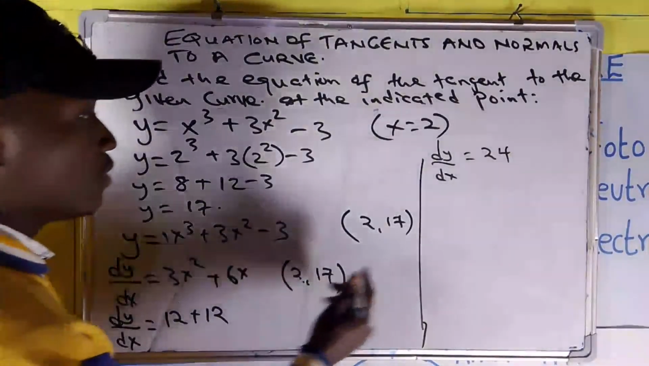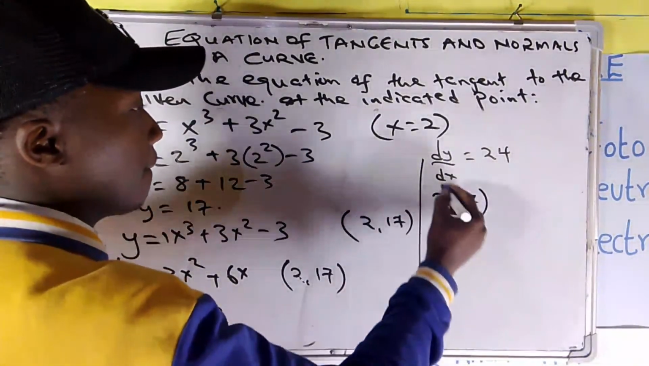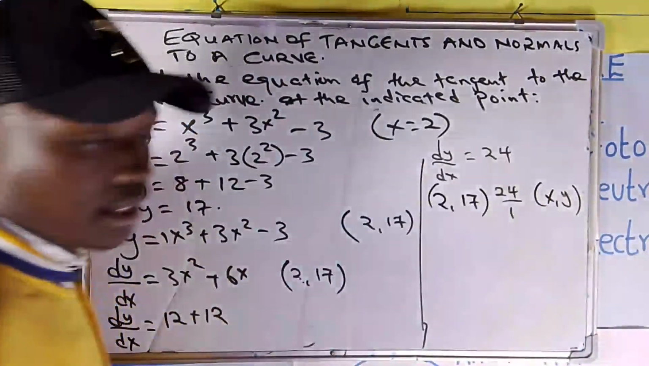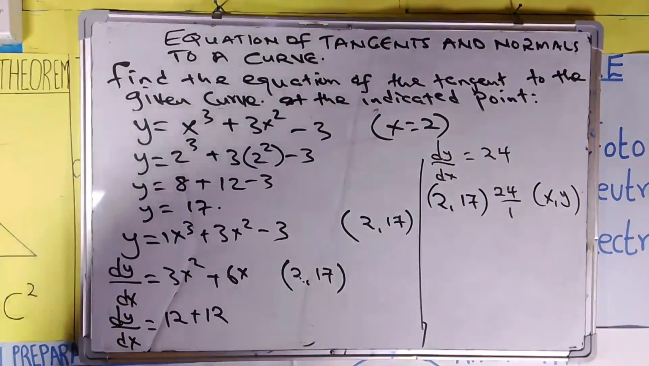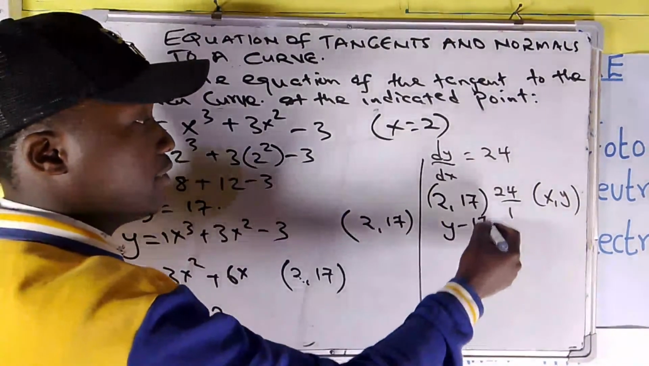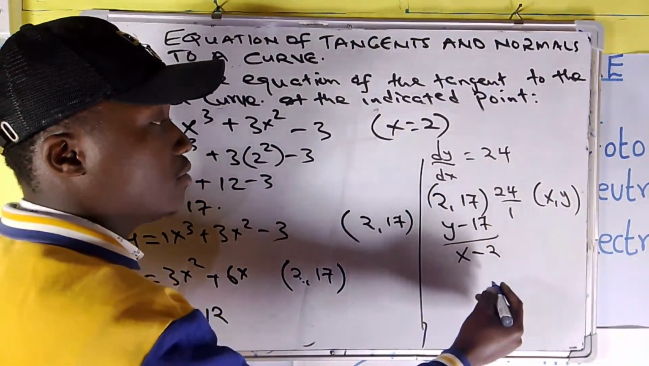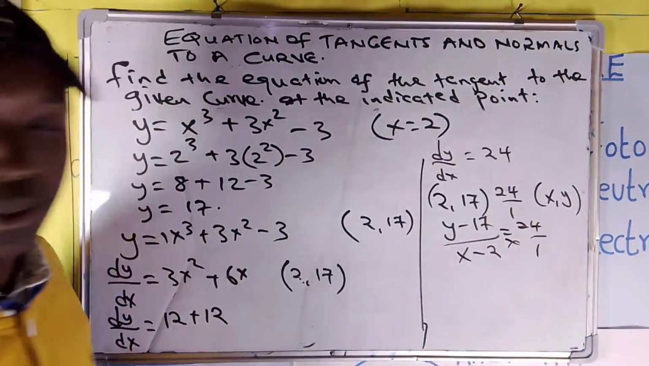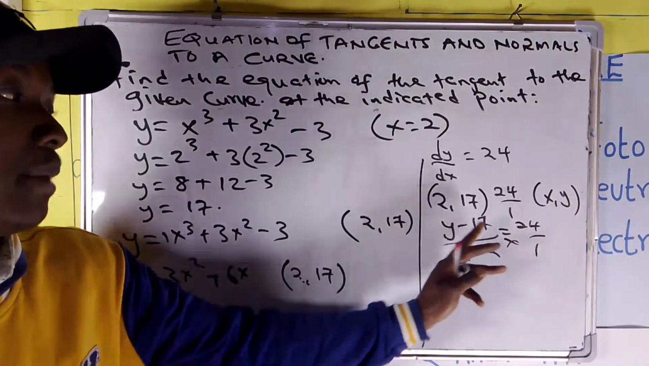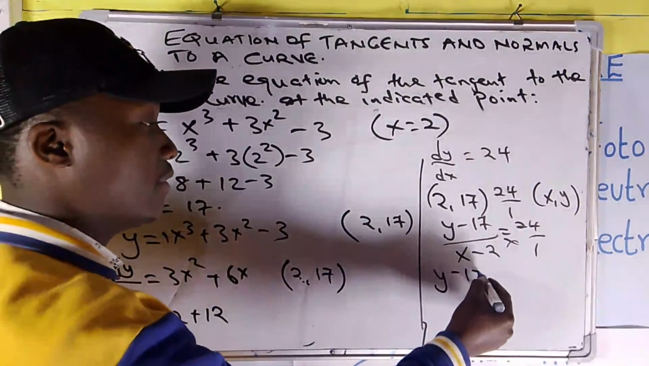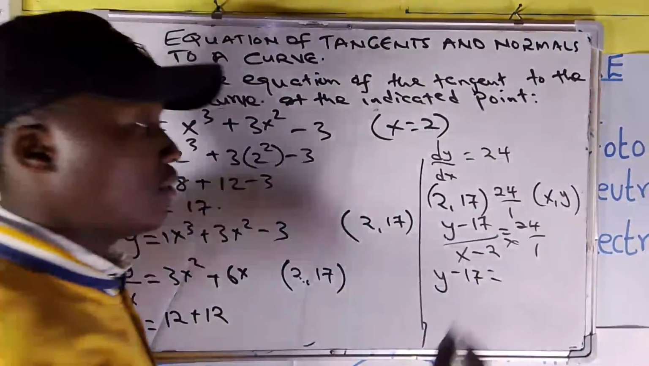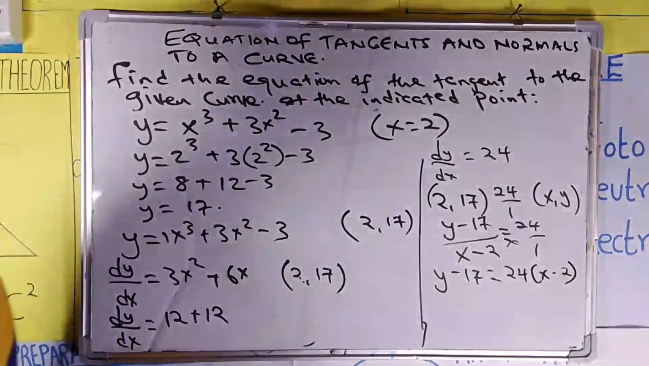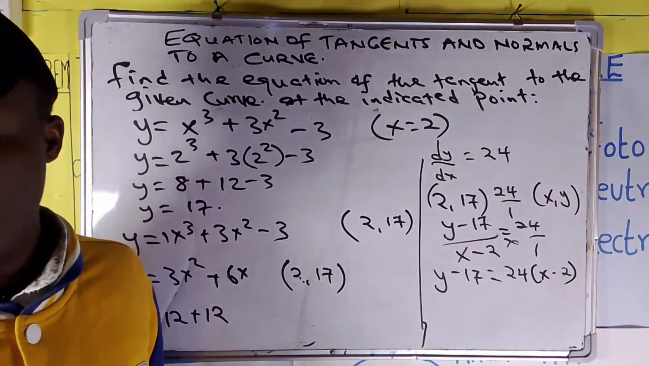So we will now have 2, 17 with the gradient of 24 over 1, and the arbitrary points are x and y. And we will get y minus 17 over x minus 2 is equals to 24 over 1. And once we cross multiply, 1 times y minus 17 will remain to be y minus 17 is equals to 24 into bracket x minus 2.